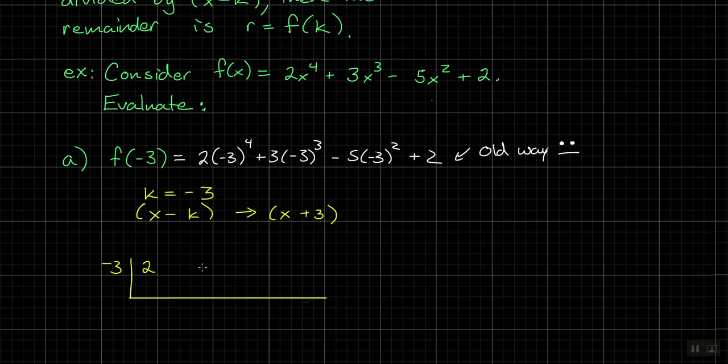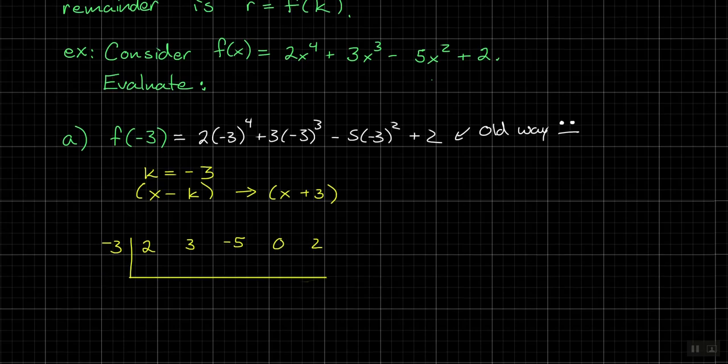2. So I'm not going to write the x to the 4th, I just like the 2. Mickey, what's next? 3. Angel, what's next? Negative 5. Abigail, what's next? 0. Good catch. And Fern? 2. All right. Synthetic division is going to wind up giving us our answer.